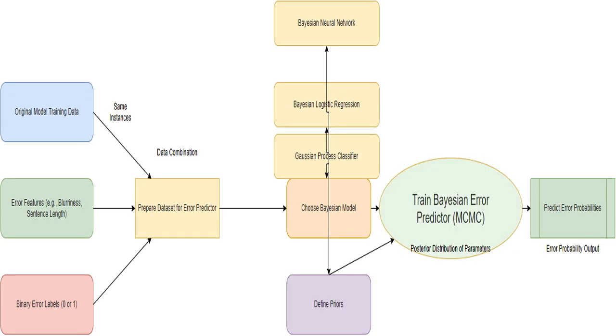Training the Bayesian model using the prepared dataset. This involves inferring the posterior distribution over the model's parameters, given the data and the priors. Markov chain Monte Carlo, abbreviated as MCMC, methods, e.g., Hamiltonian Monte Carlo, are often used for inference in Bayesian models.